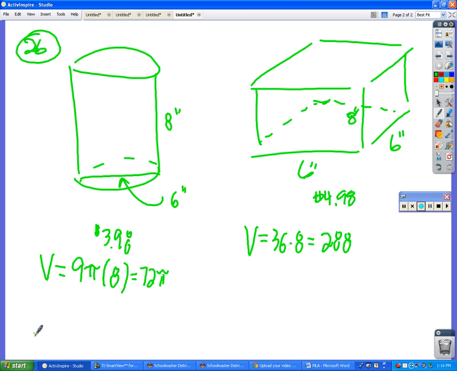Which one do you want to do? Do you want to divide the volume by the price and look for the bigger number, or do you want to divide the price by the volume and look for the smaller number? Okay, you want to look for the bigger number.